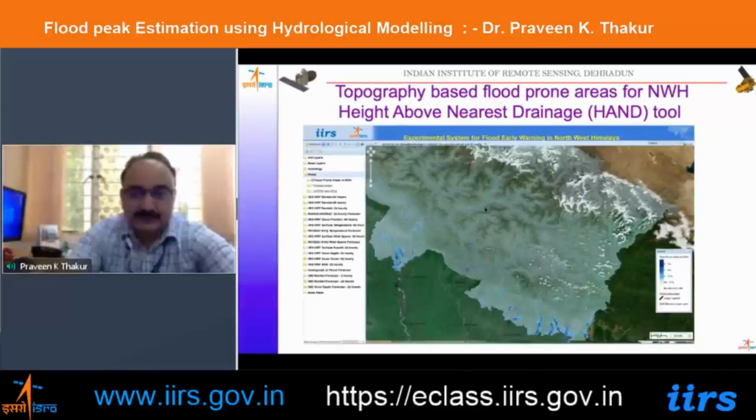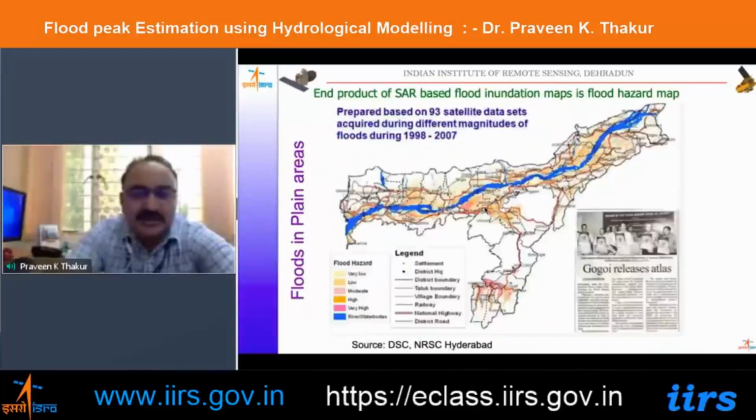And if it is a plain area, you can visit the National Remote Sensing Centre, Hyderabad, where you can find the flood hazard based on the last 20 years of radar-based flood maps. If one pixel gets flooded each year in these 20 years, it will go under the very high flood hazard category. Otherwise, if it gets flooded only once in 20 years, it will come under the very low category. So that information can also be used.